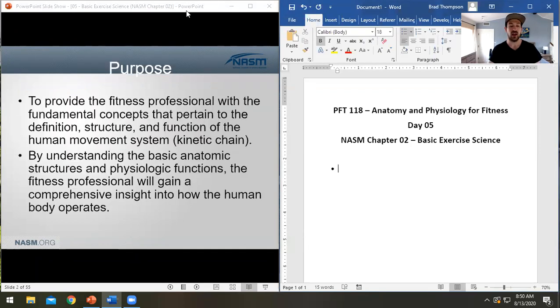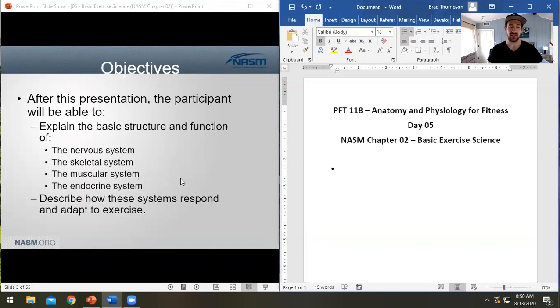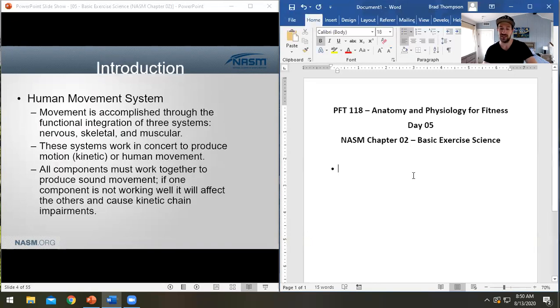So today we want to understand the fundamental concepts that relate to defining the structure and function of the kinetic chain. We want to understand our anatomic structures. We want to understand our physiologic functions and how all of that works in order to produce human movement, right? So by the end of this, we should be able to understand those 3 main systems, plus a little bit of the endocrine system, and how they respond and adapt to exercise.